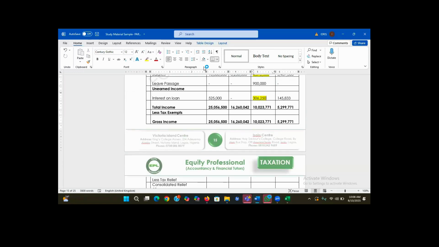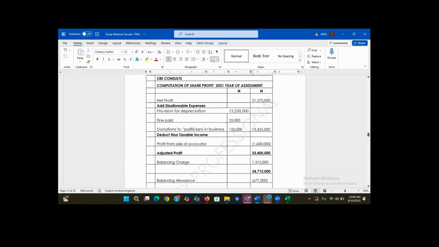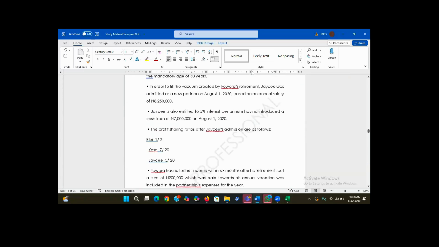Who did not work for 12 months that we are going to prorate? JC. Okay, JC, how much is the salary? JC was admitted on August 1st, 2020, based on an annual salary of how much? 8,250,000. So if you want to prorate the salary, how many months? 5 months. 5 over 12 times 8,250,000 is 343,750.